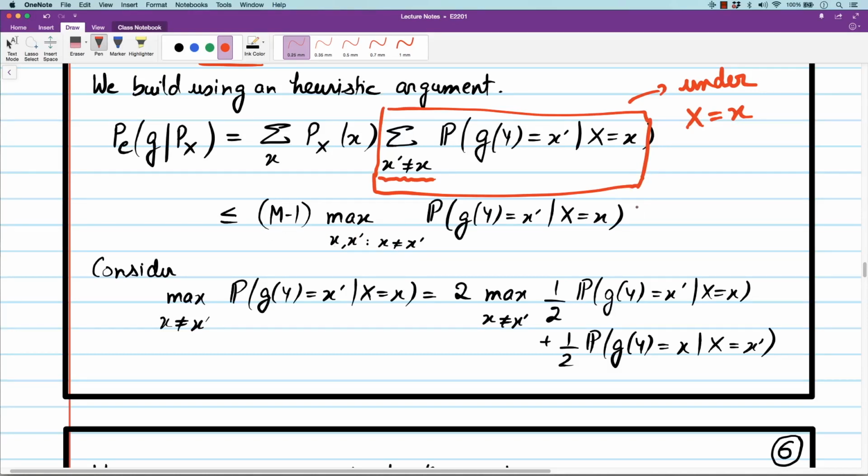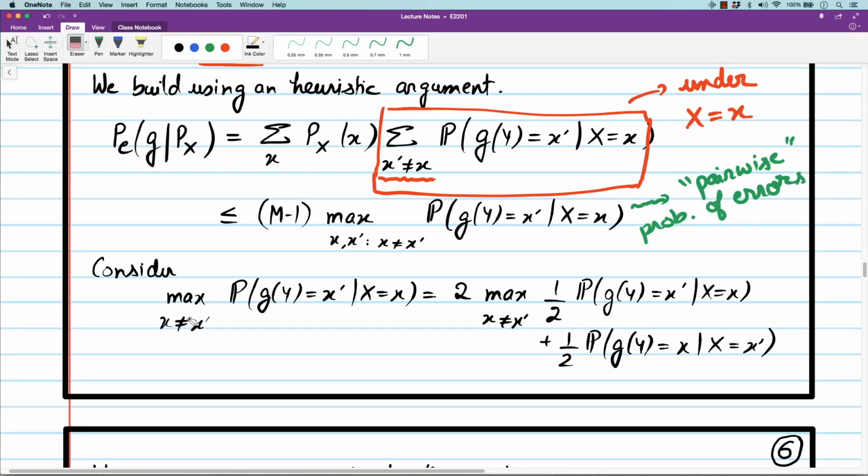So this expression is very interesting. We started with the M-ary hypothesis testing problem, and this expression now compares only pairs of hypotheses, x versus x prime. What is the probability that the unknown was x, but you declared x prime? I'll just call it the pairwise probability of error.